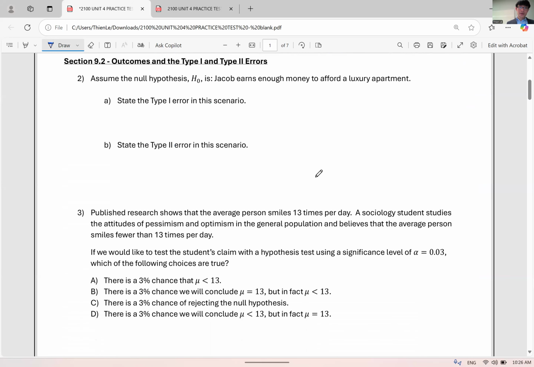Okay, so let's see the next one. Assume the null hypothesis is that Jacob has enough money to afford a luxury apartment. So H naught is that Jacob earns enough money, so probably his income is more than a certain threshold, say the mean income greater than $100,000 per year. This means he can afford a luxury apartment, versus not, which is his income is less than a certain threshold.